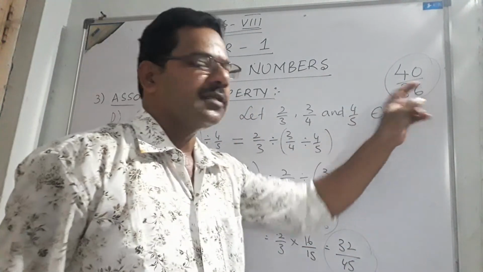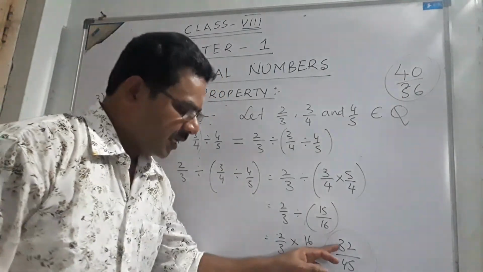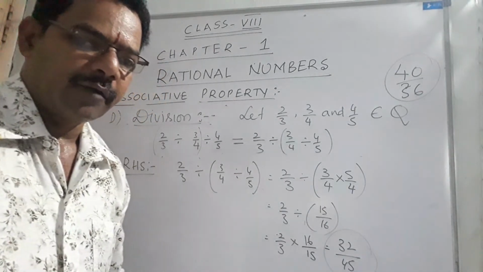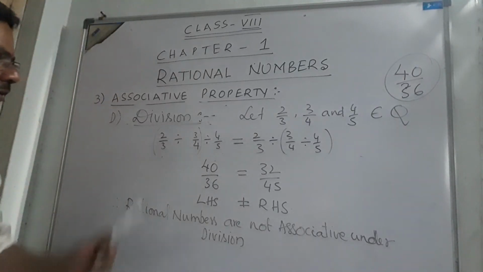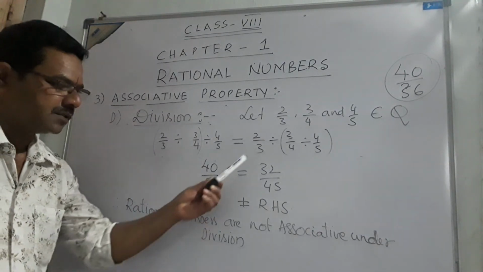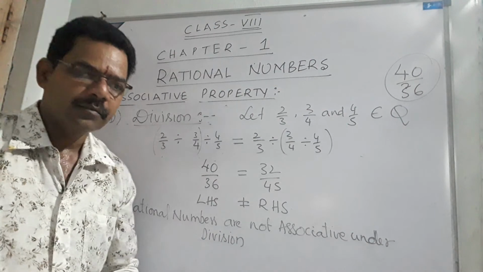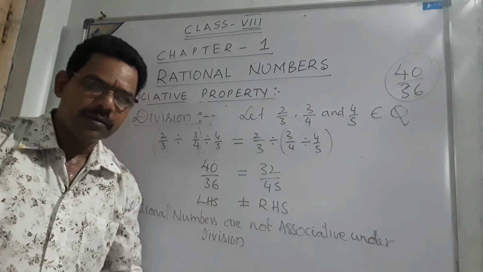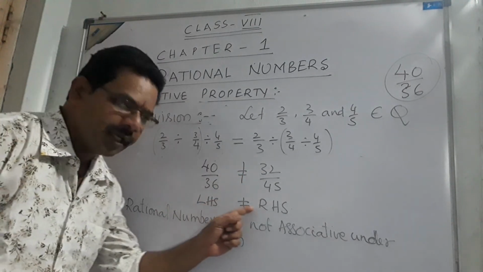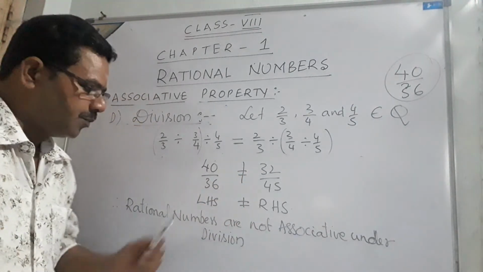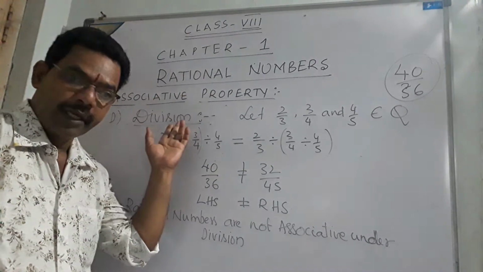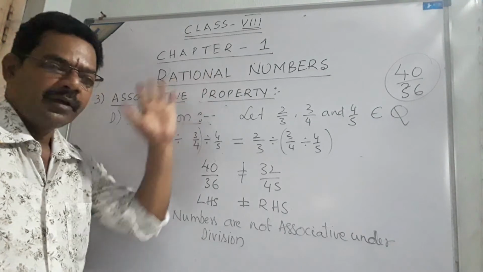What is the first LHS answer? 40 by 36. Here what is the answer? 32 by 45. So both are not equal. See this one. The first answer we got was 40 by 36 and the second answer we got was 32 by 45. Check whether these two are equal or not. No, those are not equal. So left hand side is not equal to right hand side. So both sides are not equal. That's why this property is not following under division in the given rational numbers.